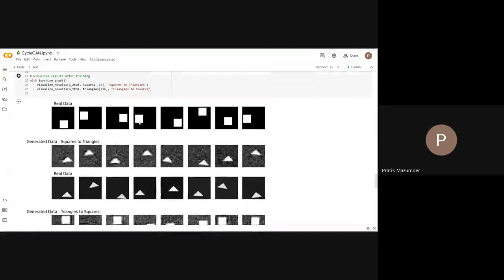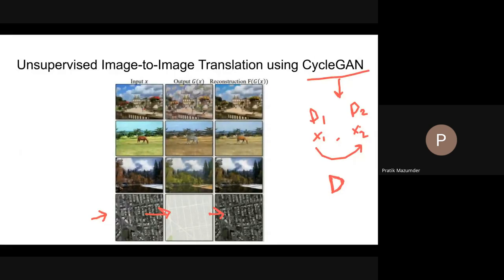So that was a simple example of CycleGAN. If I come back, yeah, okay.